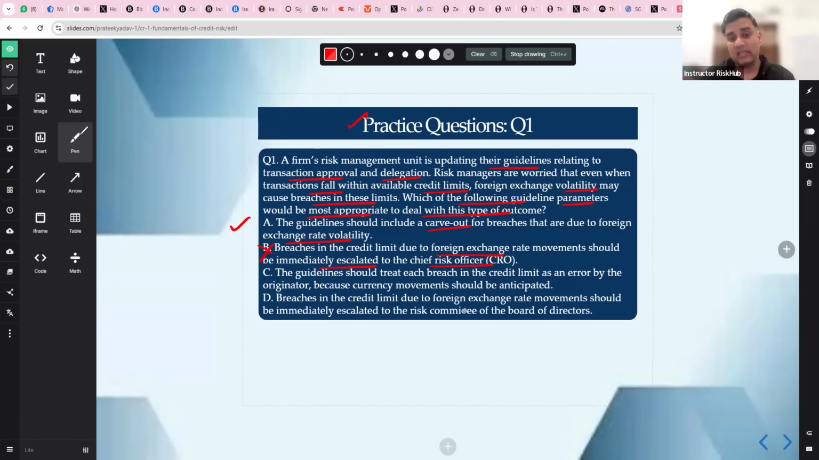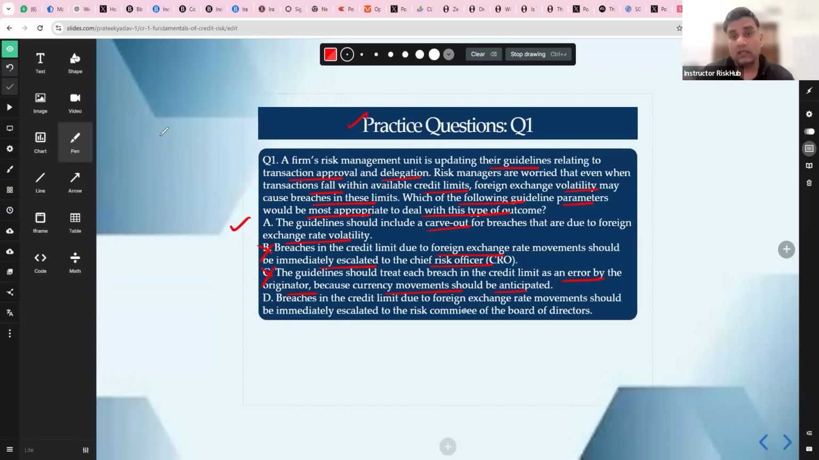Because the trading guidelines should treat each breach in the credit limit as an error by the originator, because currency movement should be anticipated. No, it is not an error, because FX movements are not controllable. So this question tests your understanding of intelligent governance versus a rigid governance that we need to understand.